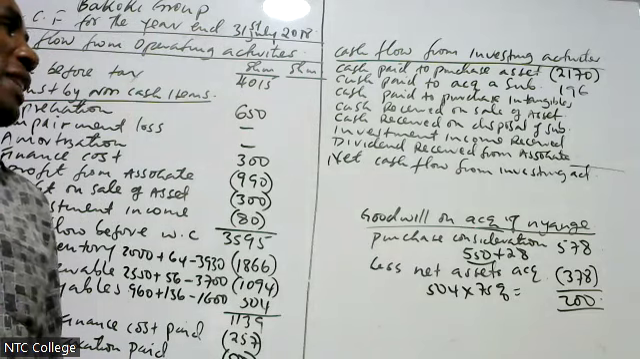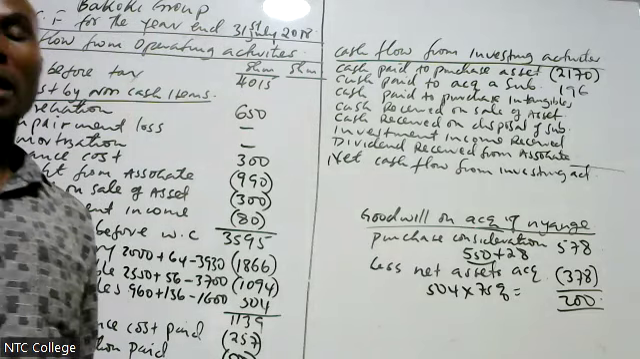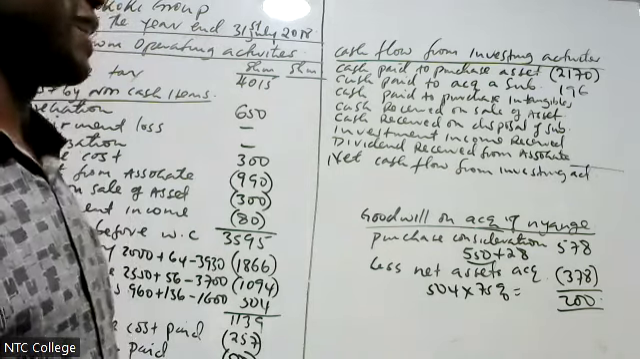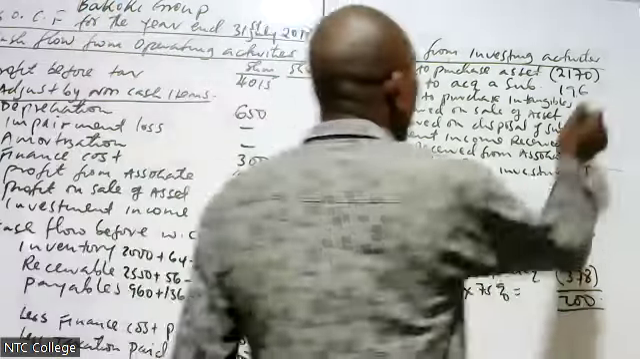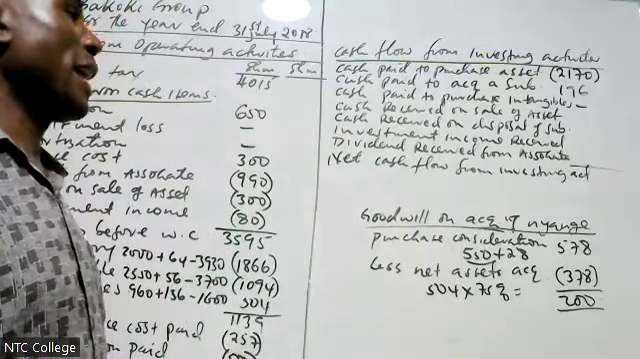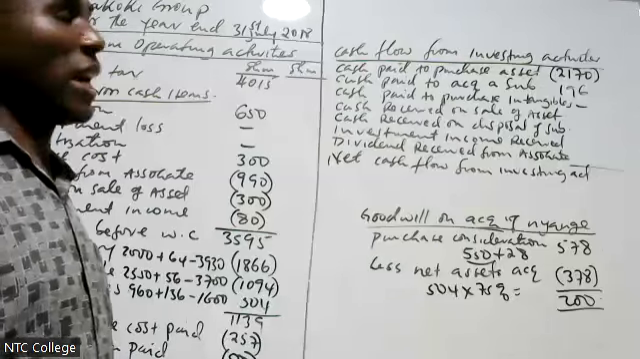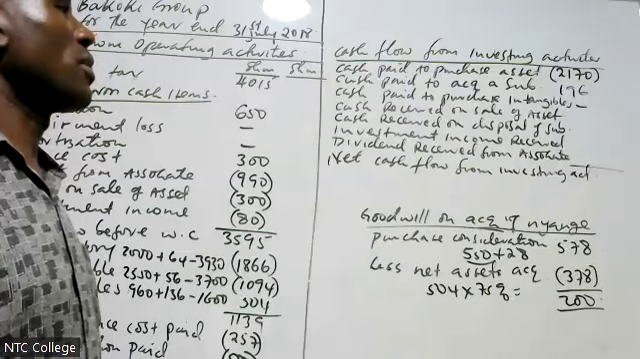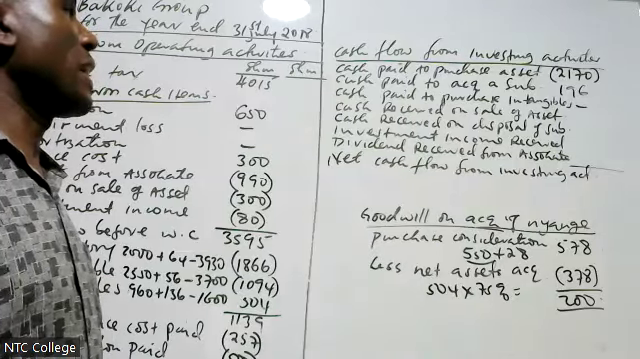Therefore, it means that the intangible asset we are reporting there is the goodwill on acquisition of Nyange Limited. Therefore, for cash, I put a dash.